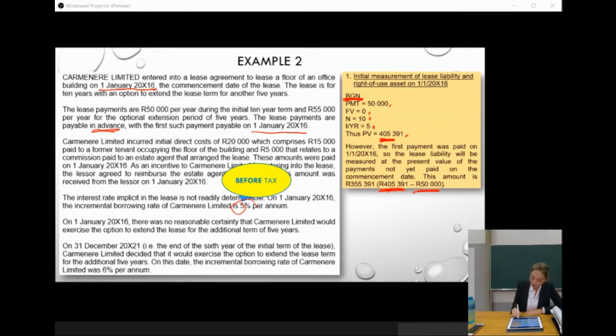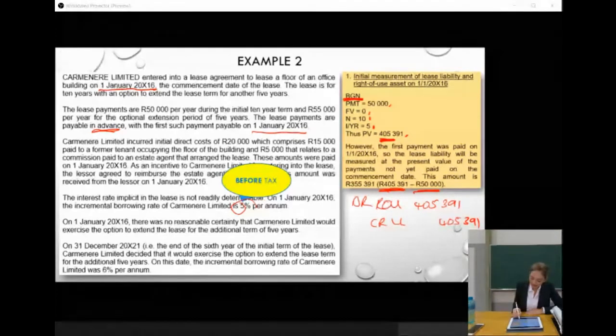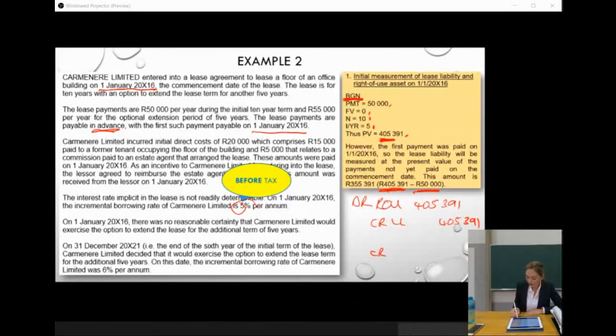So we could have said here, debit the right of use asset with 405,391, credit the lease liability 405,391, and then when we make the first payment, credit bank with 50,000, we'll say debit lease liability with 50,000. Okay, we could do that.